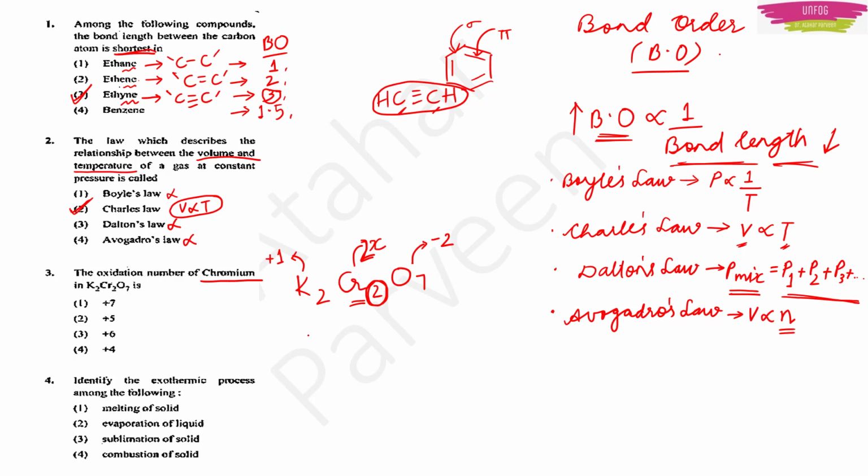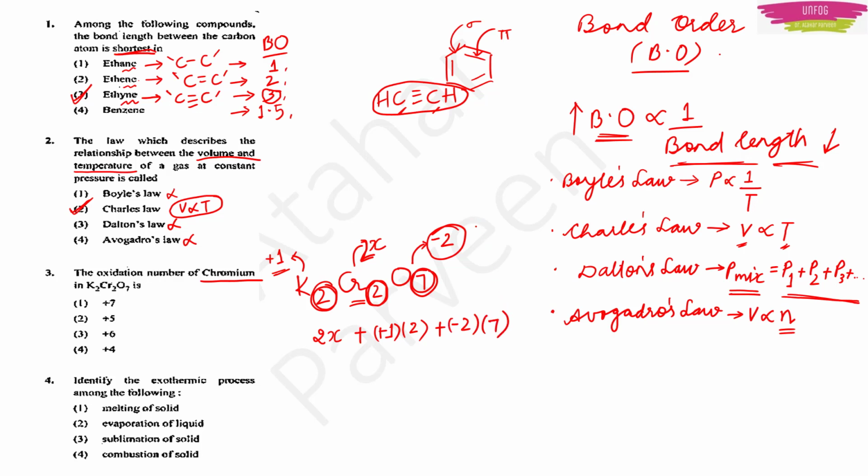So what we'll do is make an equation out of this. We'll write 2X for chromium, which we have to find, plus +1 of potassium into 2, because there are 2 atoms of potassium present here, plus the same way for oxygen. There are 7 atoms of oxygen, right? But the oxidation state is -2. So we'll do it as -2 into 7.